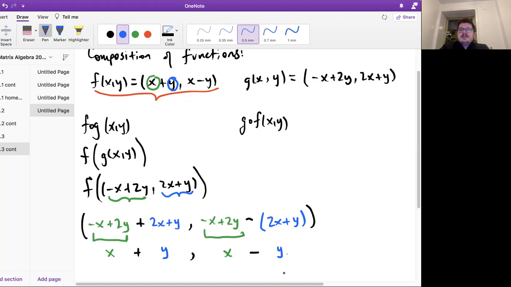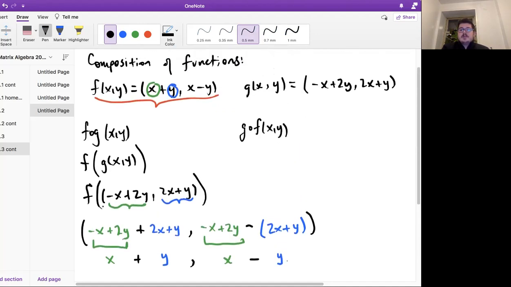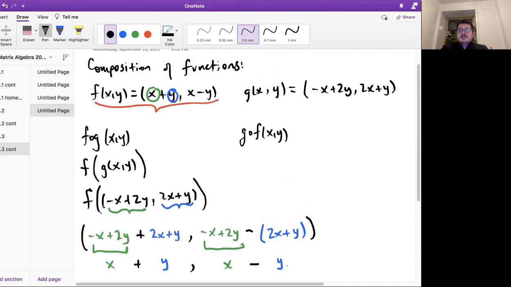So any questions on that construction? So this is how you do composition in more than one variable. So if you remember how it was done in one variable, like if you have, well, first of all, does anyone have any questions about that?